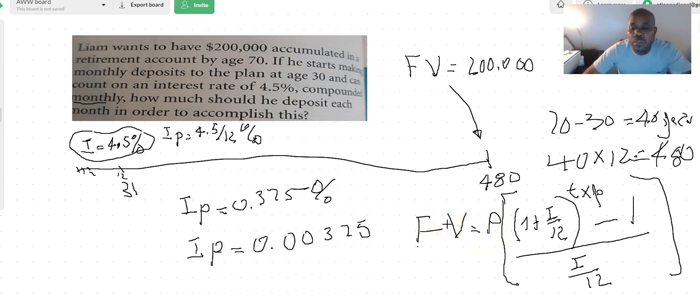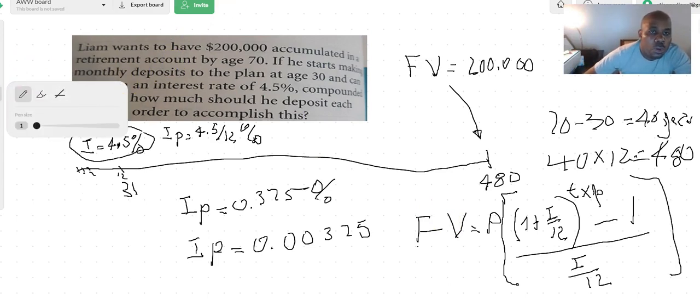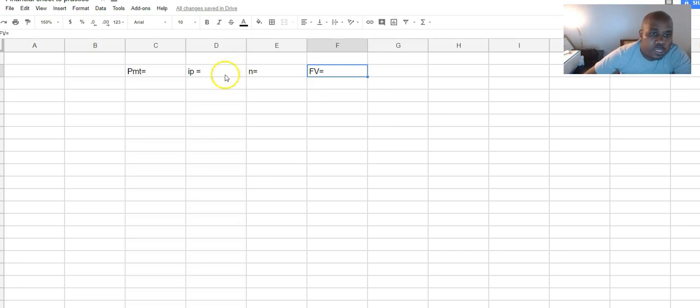Another way to do it, if you want to go fast, you can go to your Google Sheet again. It's easy. So I'm right now in a Google Sheet. Let me write down what I know. I don't know the payment, so let me put a question mark here.